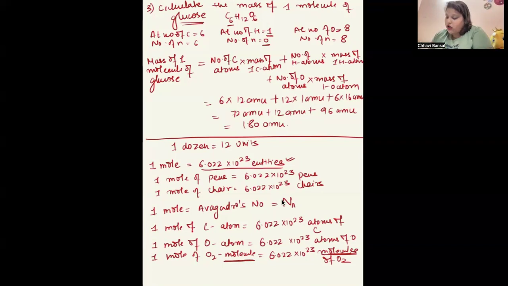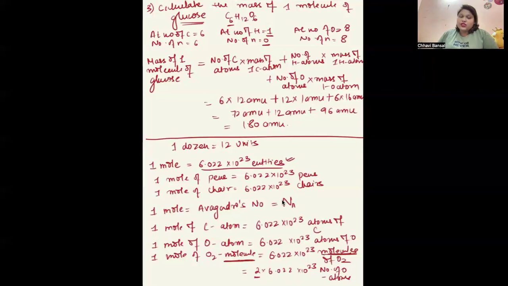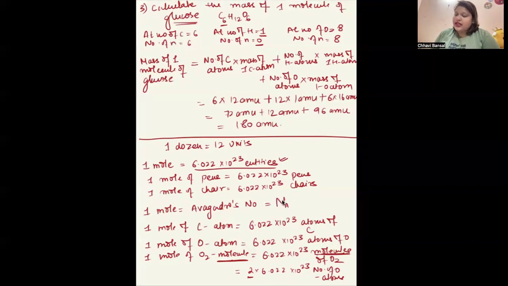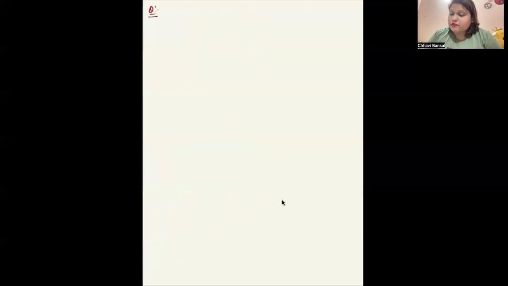So in the same thing here, can I write 2 into 6.022 into 10 raised to 23 oxygen atoms? Why 2? Because now we know that one molecule has 2 atoms of oxygen, right? When it has 2 atoms of oxygen, then Avogadro's number of molecules of oxygen will also have 2 into Avogadro's number of oxygen atoms, right? So this is how we calculate the number of atoms or number of molecules present in 1 mole of a substance. Clear? Let's do some questions on it.